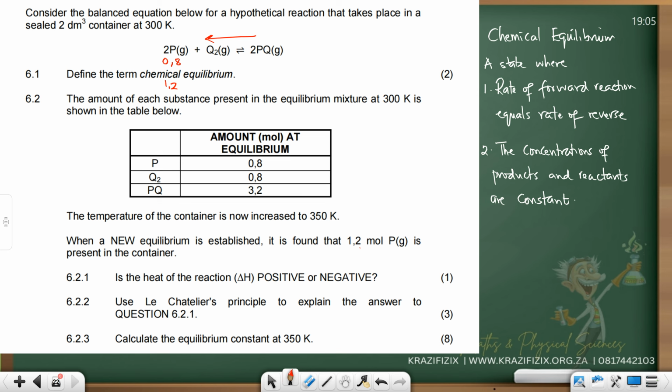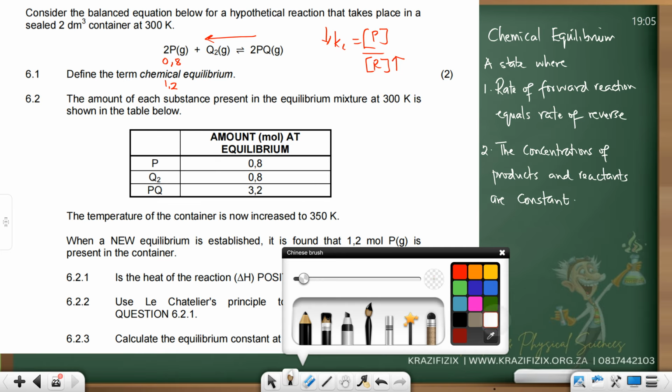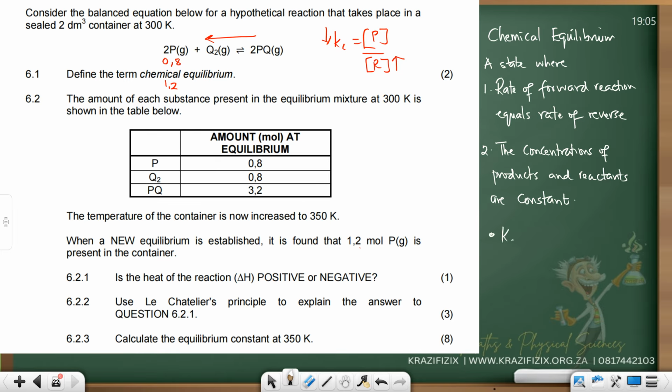So what has happened to Kc? Remember, Kc is the products over the reactants. So this has gone up, so Kc has decreased. The first thing I would say is Kc decreases. It means the reverse is favored. What did we do to temperature? We increased temperature, and an increase in temperature favors the endothermic.